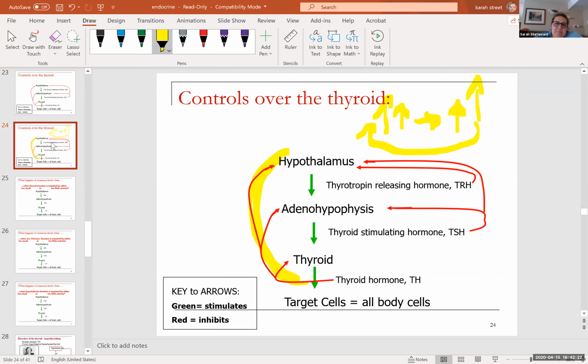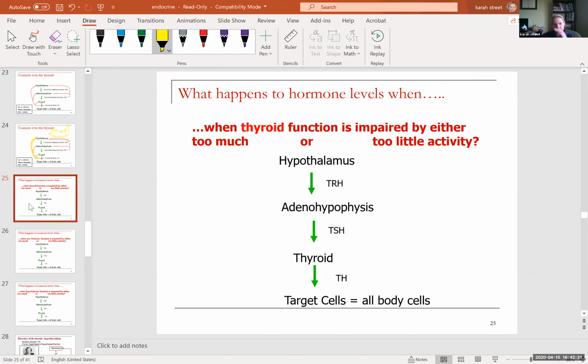Okay. So let's go through some clinical applications. There are people you will encounter that have thyroid dysfunction of some sort. They will either have hyperthyroidism or hypo. Where's the culprit? Which gland is the culprit? How do we correct this?